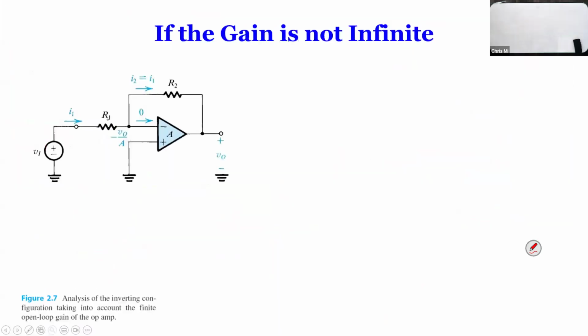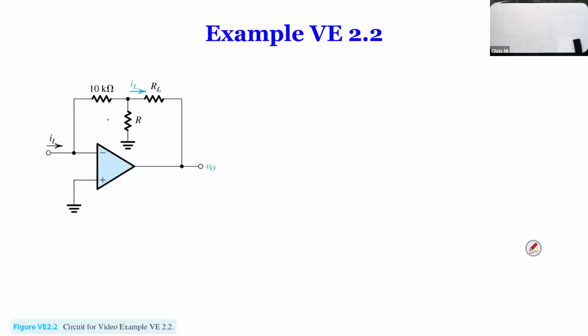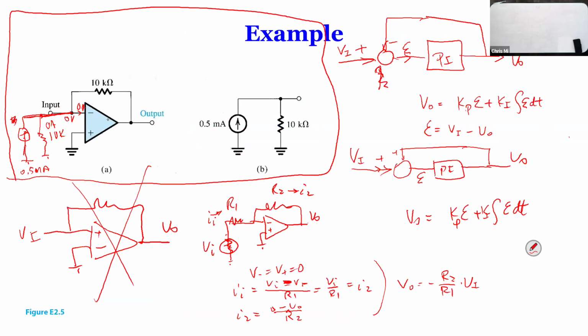So 10K, 0.5 milliamps all going here. They are not going to write it, but you already understand why: the voltage across the bottom 10K is 0, therefore there will be no current.